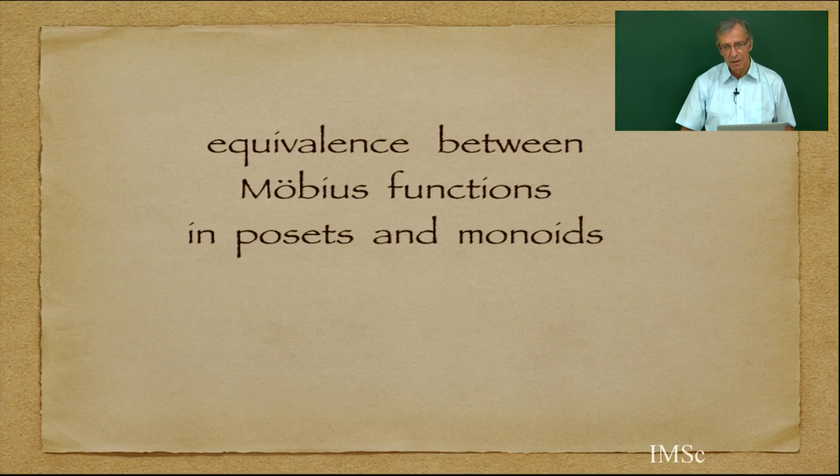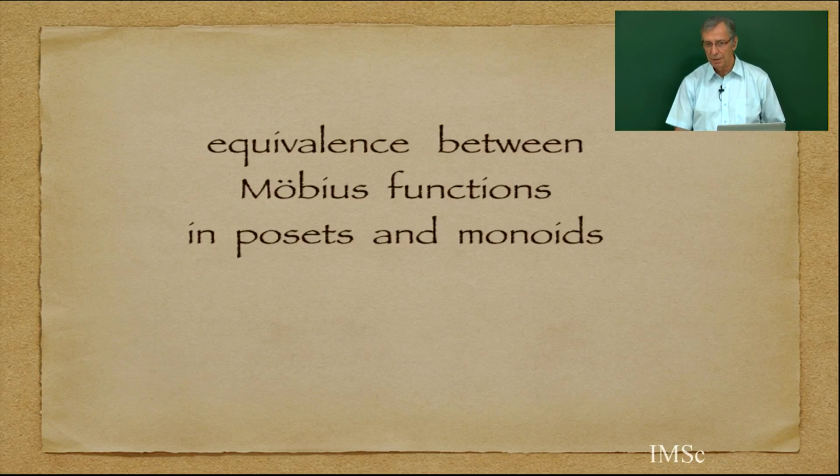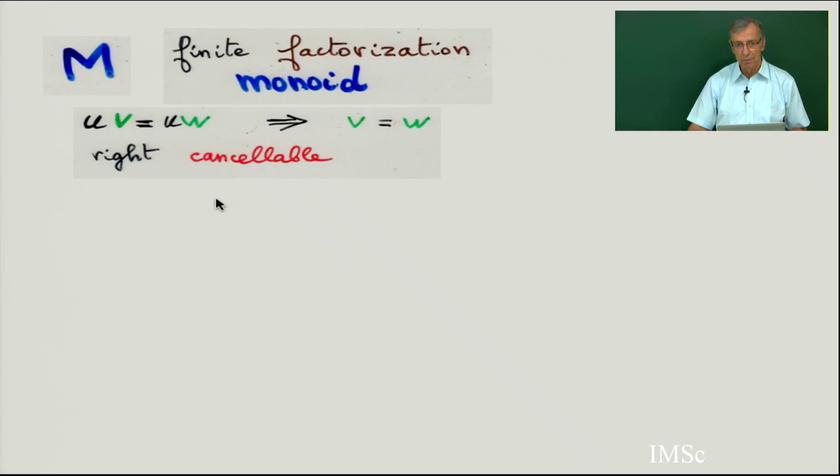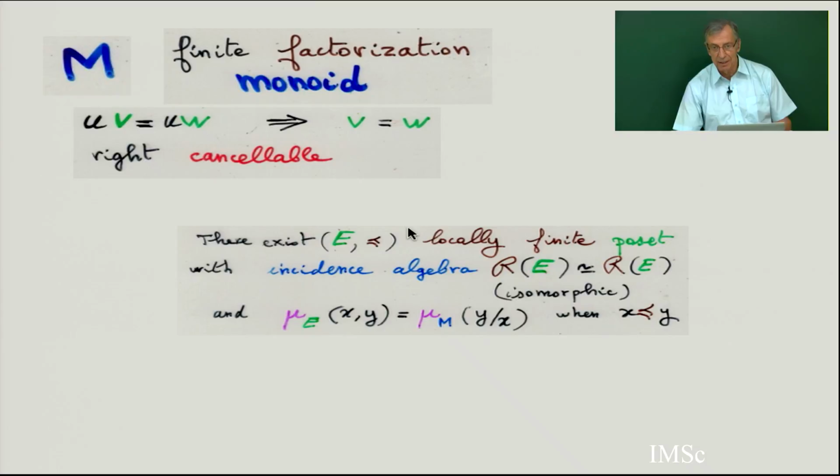So this is the next section. Equivalence between Möbius function in poset and Möbius function in monoid. Take a finite factorization monoid, which is now right cancelable: if you have UV equal UW, then V equal W. Take such a monoid, and then there exists a locally finite poset with an incidence algebra, and the two incidence algebras of the poset and the monoid are isomorphic, and the Möbius functions are the same.